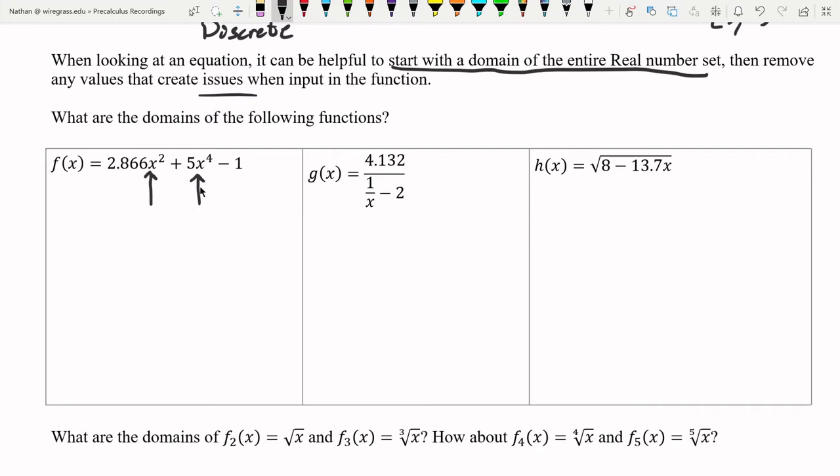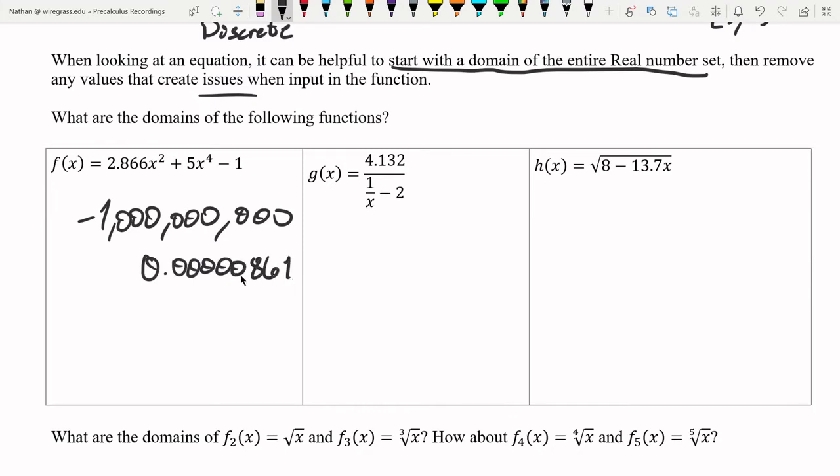And in fact, there are no numbers that can do that. You can square any number, you can take any number to the 4th power, you can multiply it by any other number. Think of, say, negative 1 billion. You can square that, take it to the 4th power, multiply it by things, add them together, even very small numbers. That's no problem. All these things are fine. So this domain is the entire real number line.